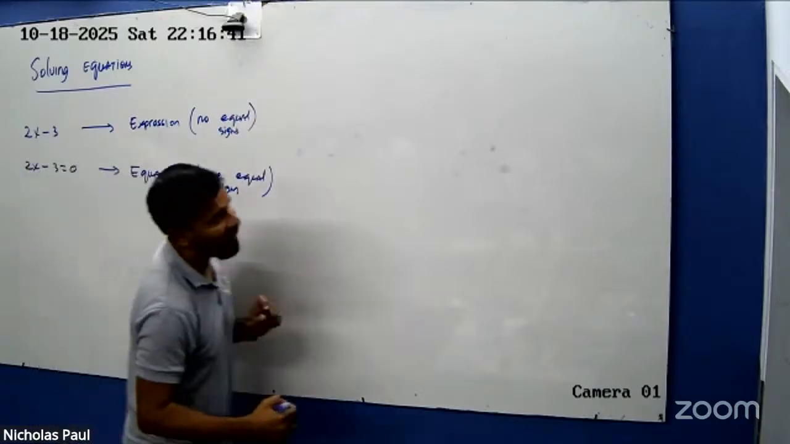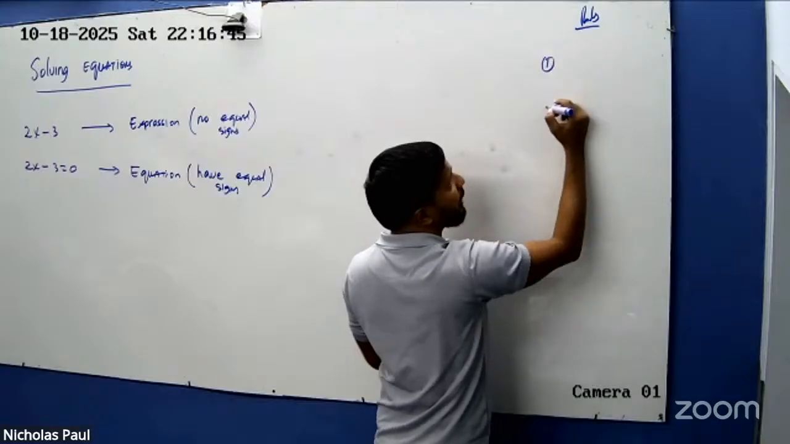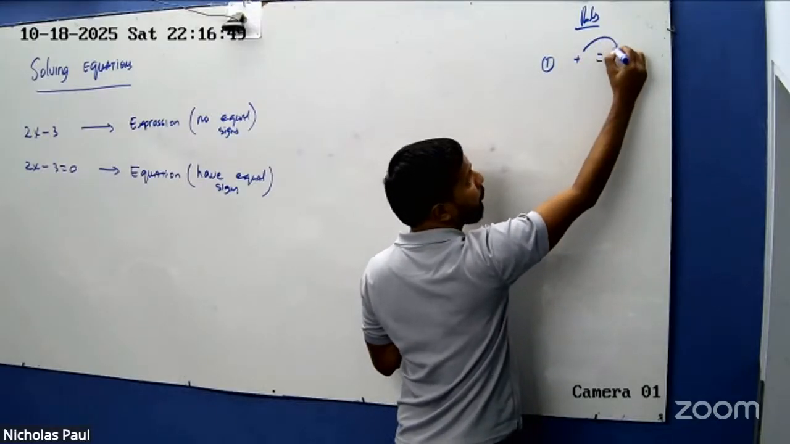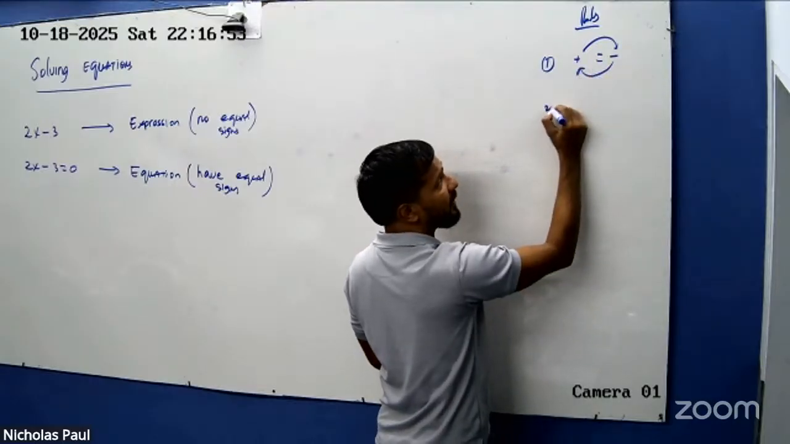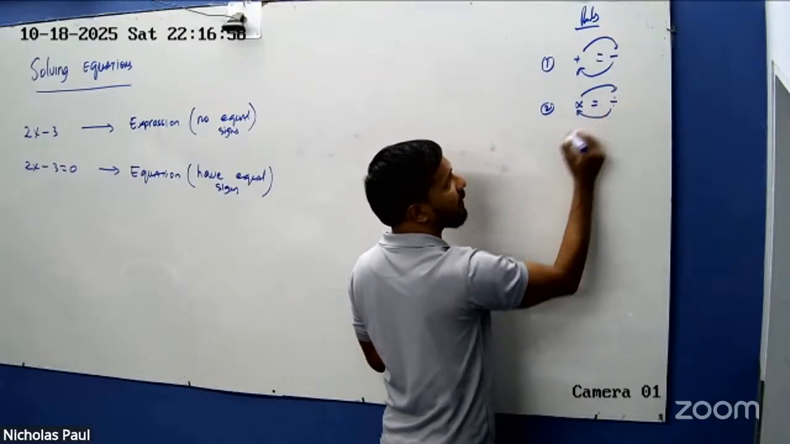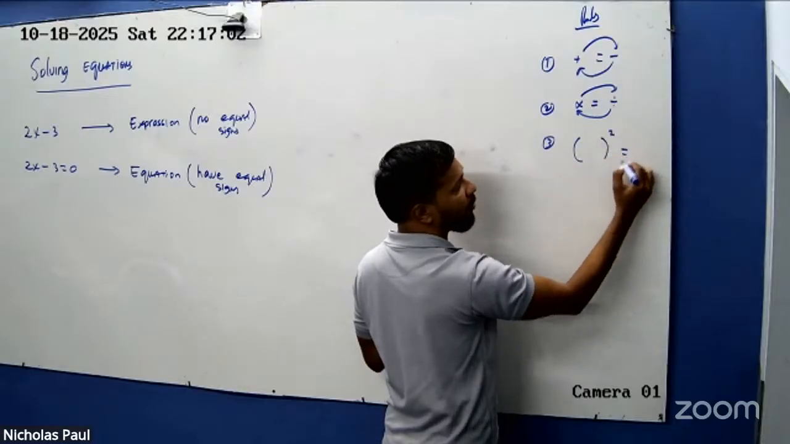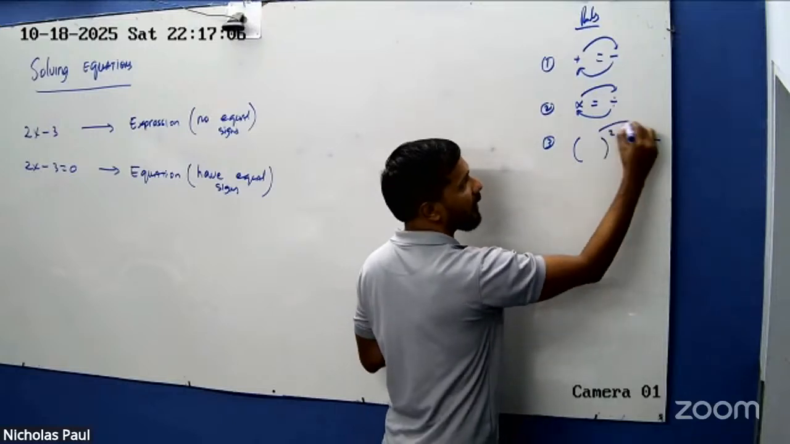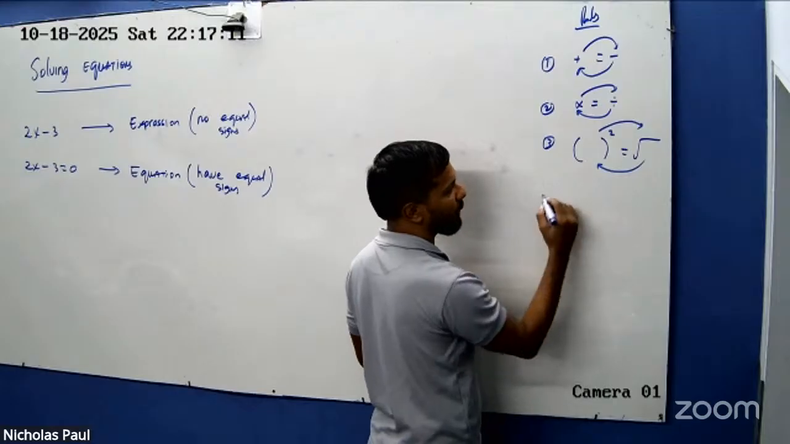There are some rules that we're going to be applying. The first rule: when you move a plus across an equal sign, it becomes a minus. A minus across an equal sign becomes a plus. Same thing here. If you move a square across an equal sign, it becomes a square root. And if you move a square root across an equal sign, it becomes a square.